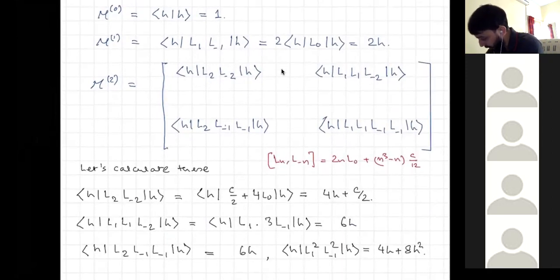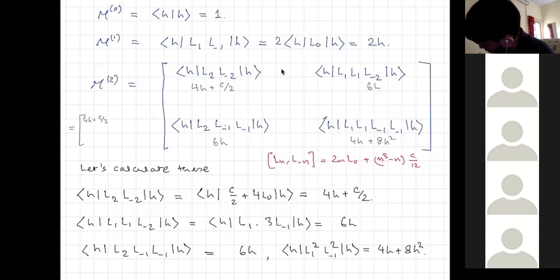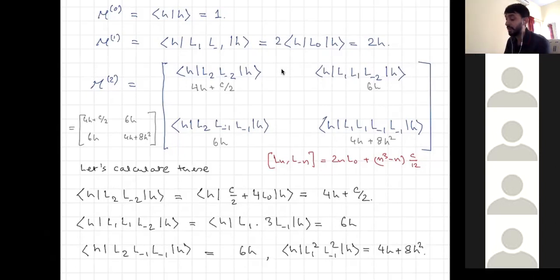So the entries in M2, I've not written this down, so let me write this down in another color. This is 4h plus c over 2. This is 6h. This is 6h. And this one is 4h plus 8h squared. Okay. So this is our matrix M2: 4h plus c over 2, 6h, 6h, and 4h plus 8h squared.